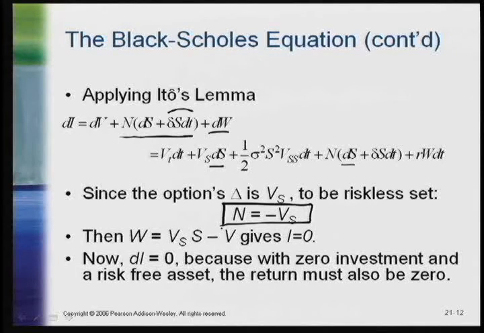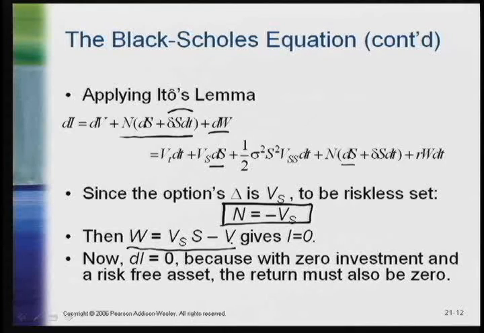With this value of N, we can now go back and determine what W needed to be. And again, this will look familiar from our original option pricing, that the value of T-bills is the value of shares minus the value of the option. And so now we have I equals 0 and DI is risk-free. So if I is 0 and DI is risk-free, DI has to be 0, can't be anything else.